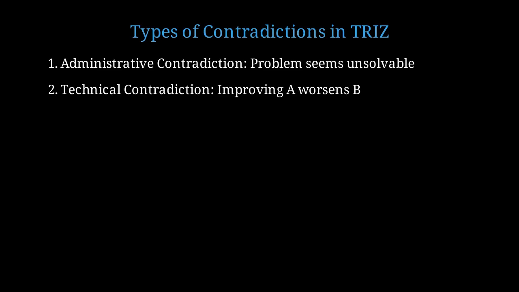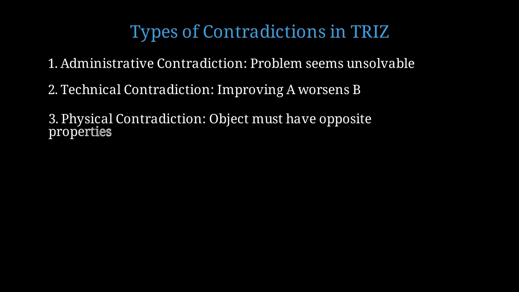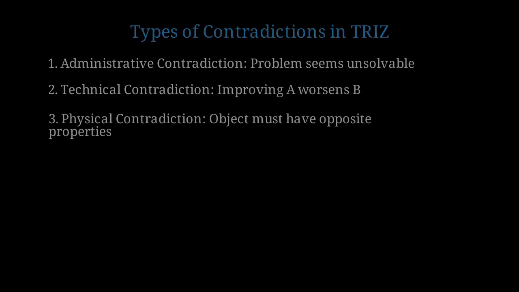Second is the technical contradiction, when improving parameter A makes parameter B worse. For instance, making a car faster reduces fuel efficiency. Third is the physical contradiction. An object must have contradictory properties simultaneously, like an umbrella that must be large when open but small when closed.